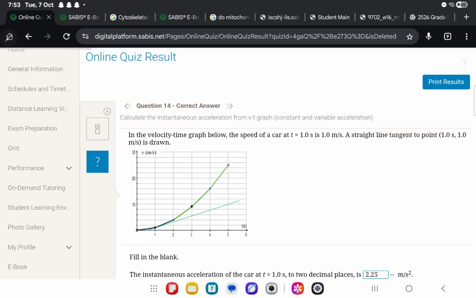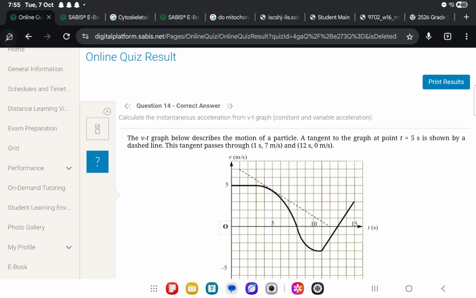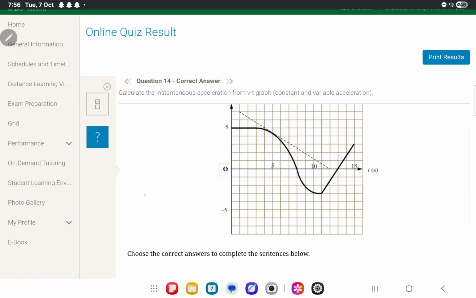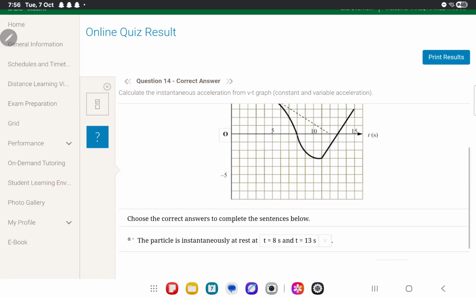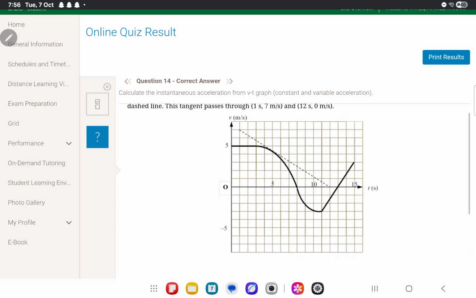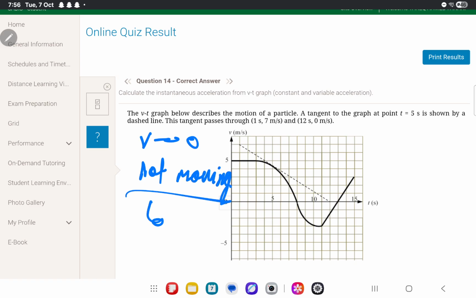Okay, question 14. Now for this question, we have the VT graph, okay? They want us to find, first of all, when the particle is instantaneously at rest. Now, what does that mean? What does it mean to have a particle instantaneously at rest? It means when velocity is 0, right? Because when its velocity is 0, that means it's not moving, right? So there is no motion, which means at rest.